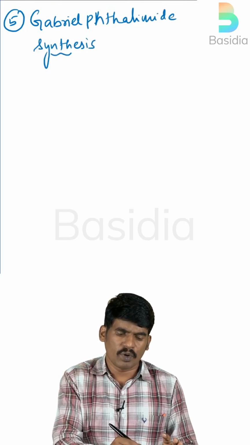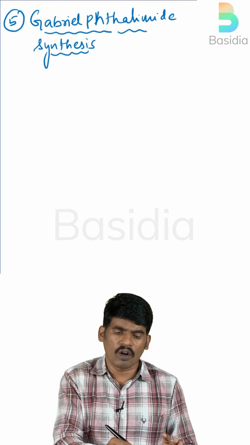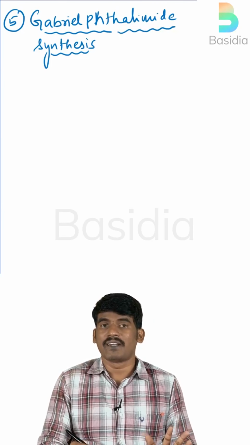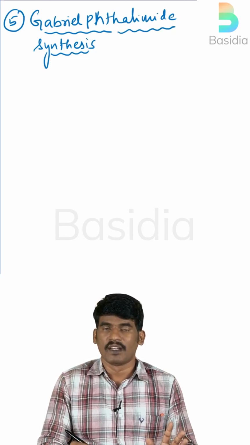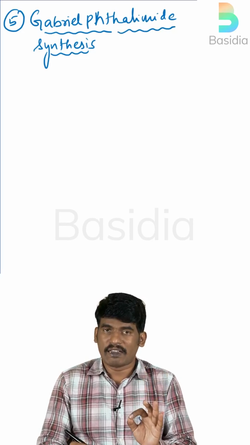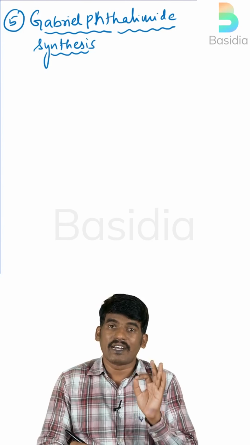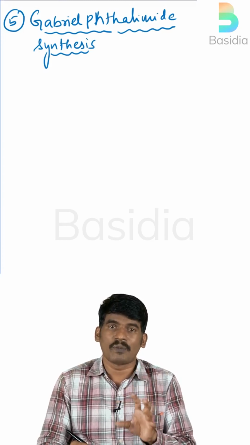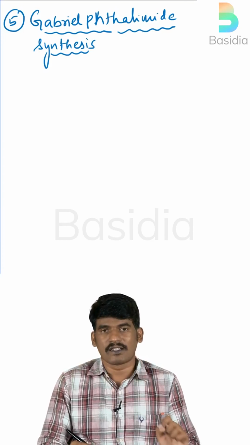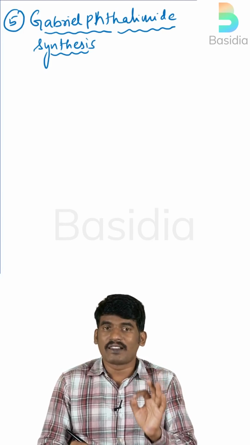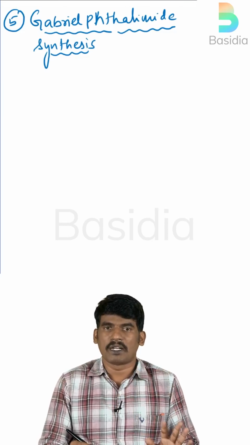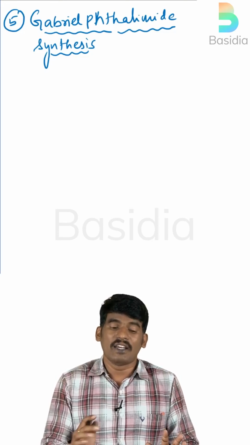The most important reaction among all of the preparation methods from the amines chapter. For competitive examinations, it is very important. Phthalimide, we are taking it as a substrate and it was discovered by Gabriel. That's why the synthesis is said to be Gabriel phthalimide synthesis. It is a suitable method for preparing primary amines, that too, aliphatic amines.